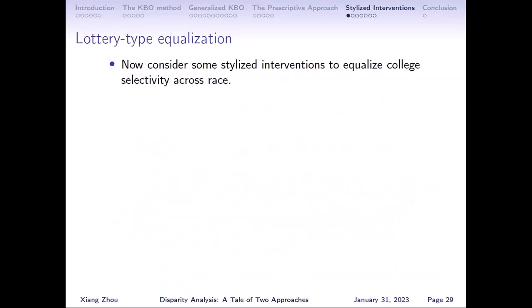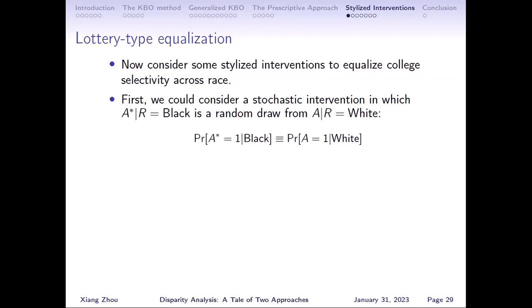Now let me make the idea more concrete by showing you a couple of stylized interventions in our context. So we consider some stylized interventions to equalize college selectivity by race. First, we could consider a stochastic intervention in which treatment, whether you attend a selected college, is a random draw from the marginal distribution of treatment among white students.